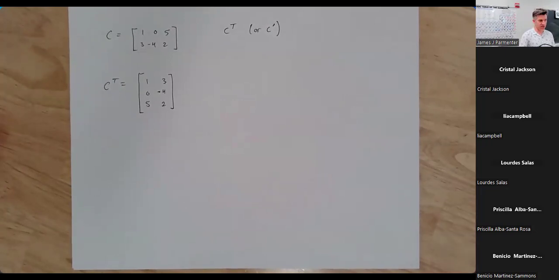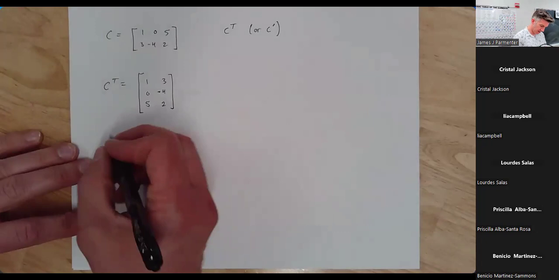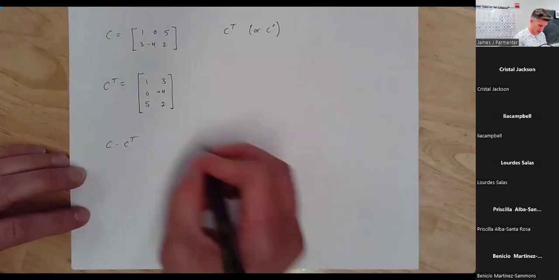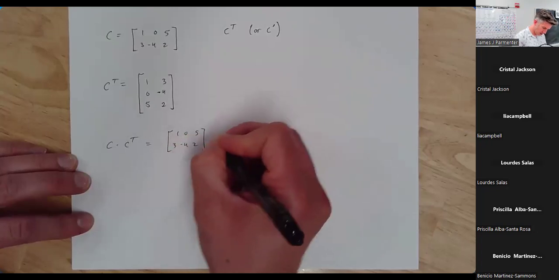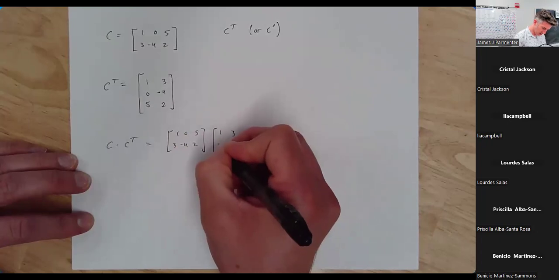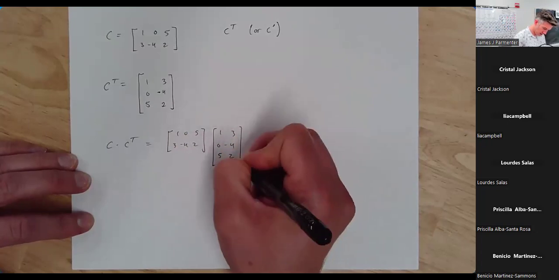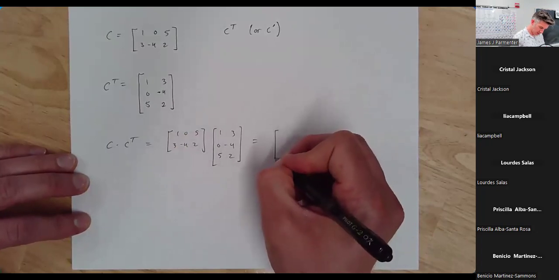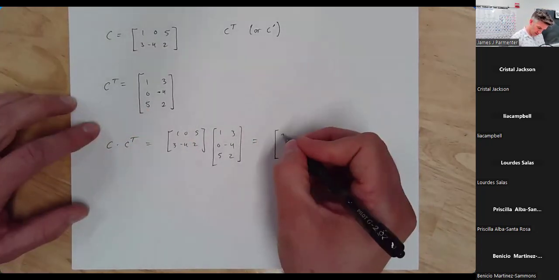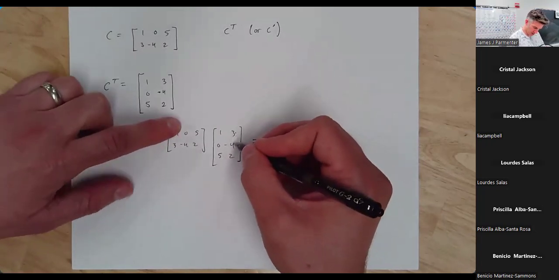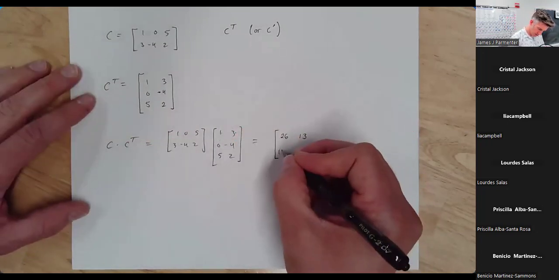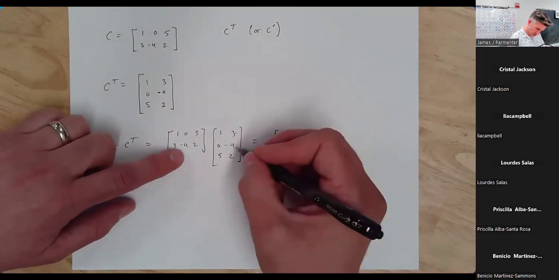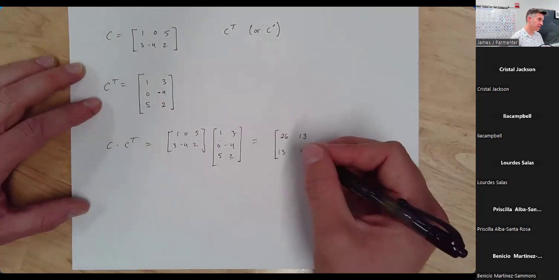The kind of fun thing about transpose matrices is you can always multiply a matrix by its own transpose. So if you want to find, say, C multiplied by C transpose, it'll always work. If I do that, it's going to be 1, 0, 5, 3, negative 4, 2 times 1, 3, 0, negative 4, 5, 2. I'm going to get 1 plus 0 plus 25. 3 plus 0 plus 10. 3 plus 0 plus 10. 9 plus 16 plus 4, 29.